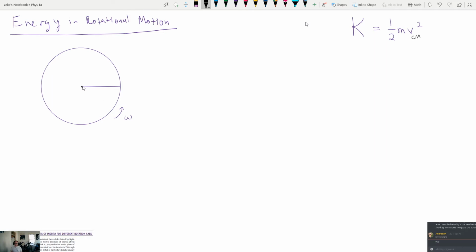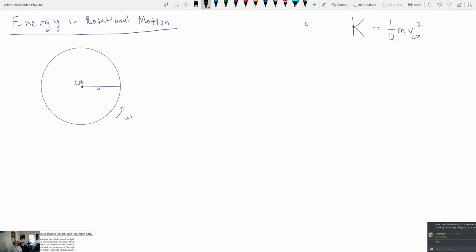If I have an object whose center of mass is right where the rotational point is, so the center of mass is right in the center and it's just rotating, imagine taking a bike and turning it upside down, the wheel is just rotating, then the velocity of the center of mass is 0. So its kinetic energy would then just be 0, right?